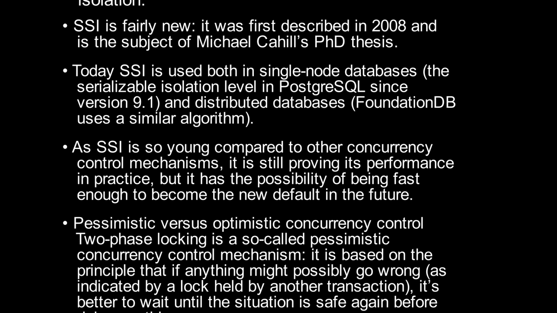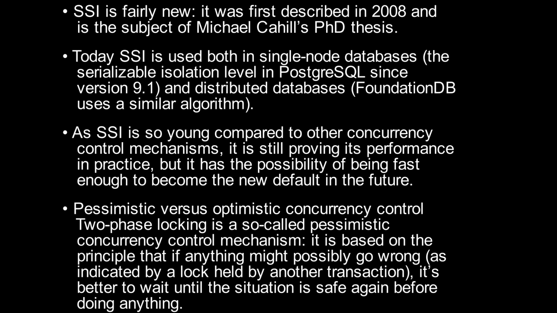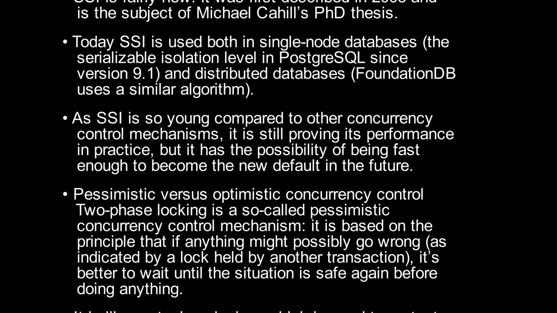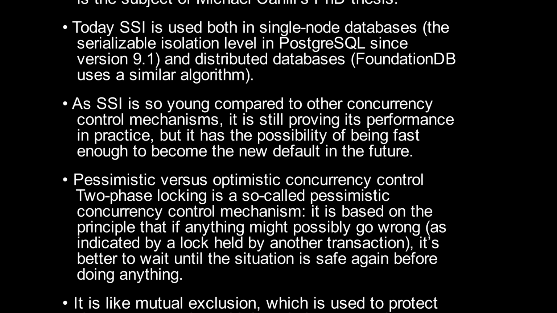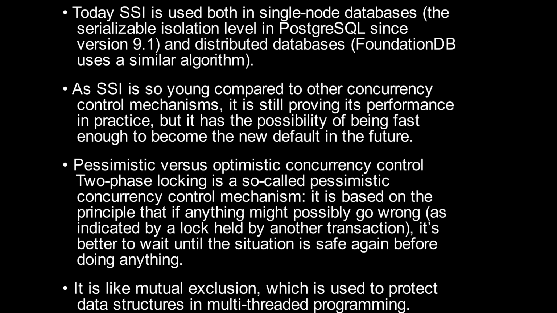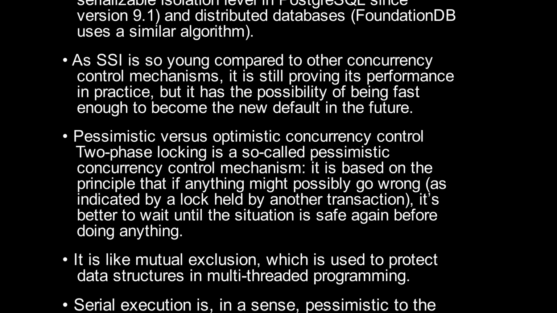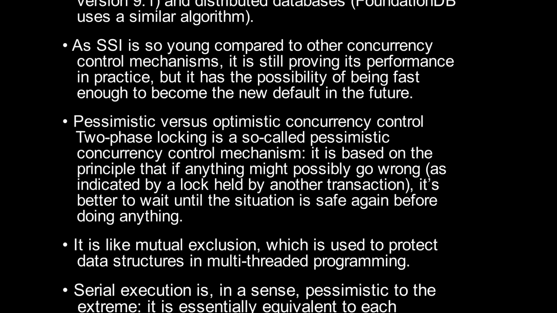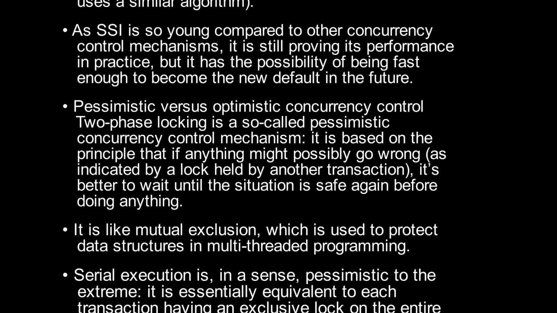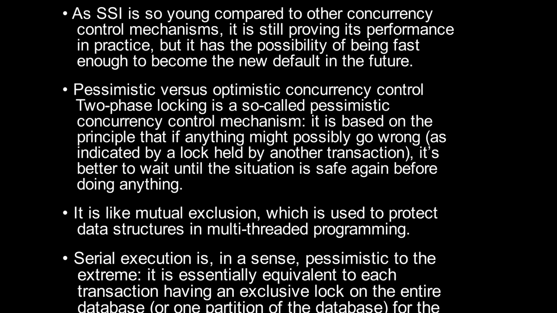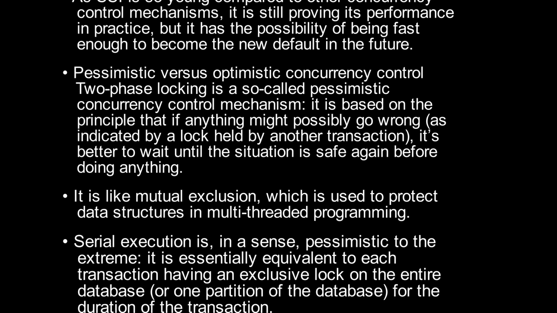Pessimistic versus optimistic concurrency control. Two-phase locking is a so-called pessimistic concurrency control mechanism. It is based on the principle that if anything might possibly go wrong, as indicated by a lock held by another transaction, it's better to wait until the situation is safe again before doing anything. It is like mutual exclusion, which is used to protect data structures in multi-threaded programming.